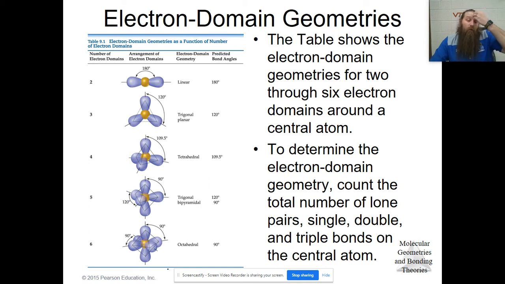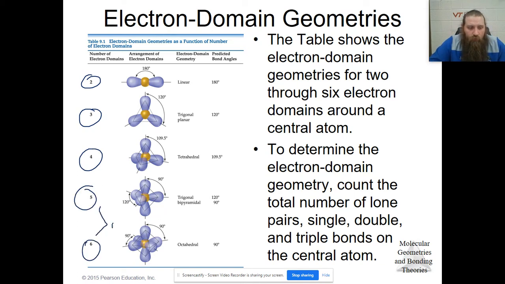So last year we just said, what's the shape? And you said, oh, linear, trigonal planar, whatever. Now we're going to say, define the electron domain geometries. All we're doing is giving it the correct language, all right? If you want to determine this domain geometry, then we need to know the total number of lone pairs, single, double, and triple bonds on an atom, all right? 2 electron domains is going to be linear. 3 is going to be trigonal planar, right? 4 would be tetrahedral. 5 and 6 are new ones, right? So familiarize yourself with these two shapes.